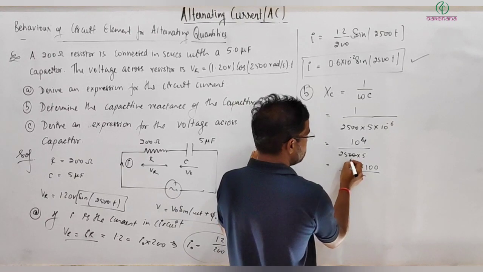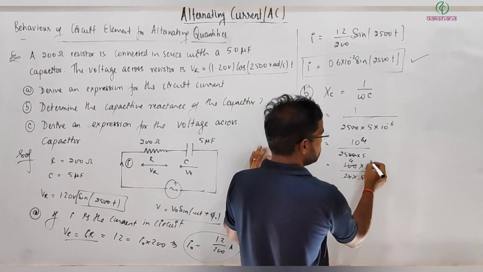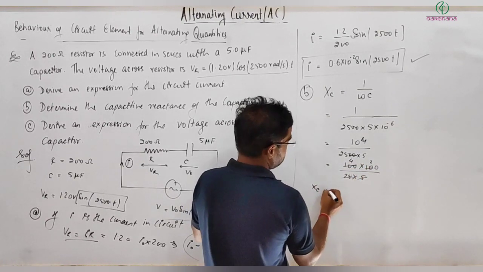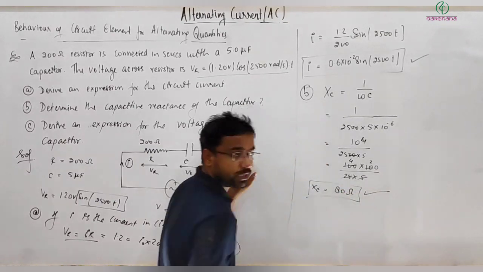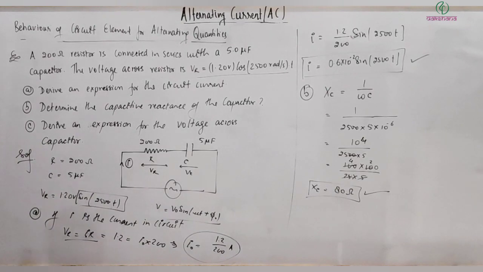So this is how much? 4. This is how much? 2. So we are getting Xc is equal to 80 ohm. Clear? And the next part, derive an expression for the voltage across the capacitor.